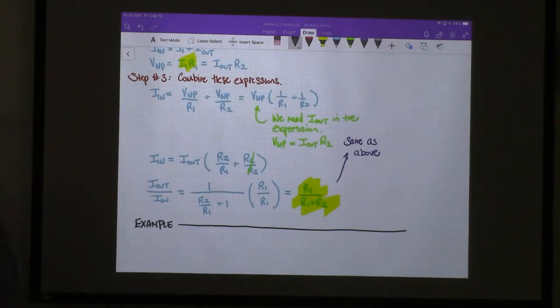So lastly, before we go to the quiz, I'm going to try to get through this example and solve them. We'll go to the quiz.